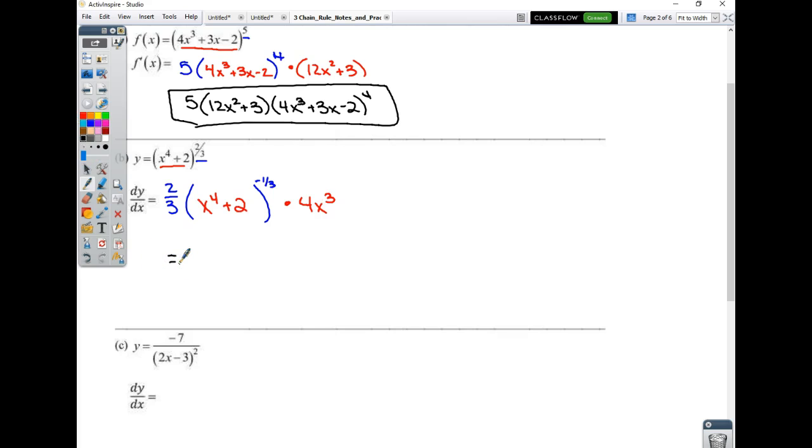and we can simplify that. 2/3 times 4x cubed is 8x cubed over 3, and that x to the 4th plus 2 to the negative 1/3. Unless it's multiple choice, then you better be able to do math. I multiplied 2/3 times 4x cubed, took the negative exponent and shifted that down into the denominator.